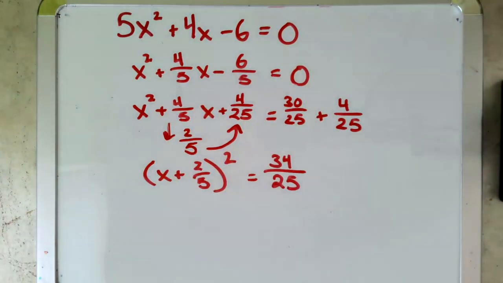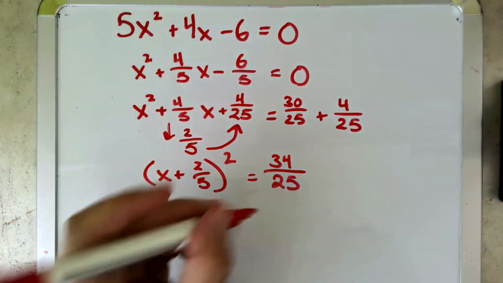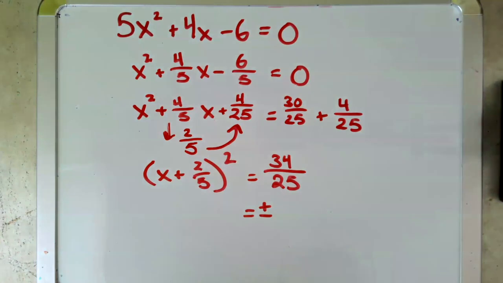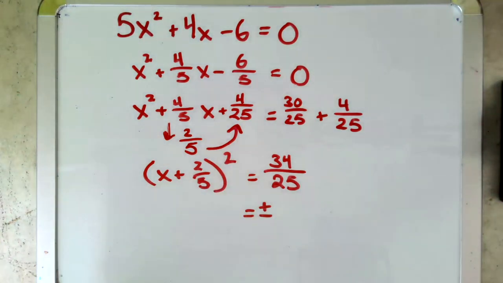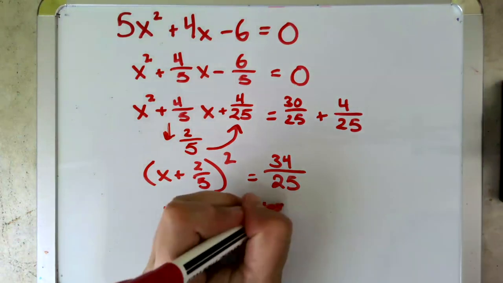Okay, now to solve, I'm going to square root both sides, and I'm going to remember that when I square root a number, I get a plus or minus, so I'm going to put that in right away. Well, when I square root something squared, I just get the thing itself. And when I square root this, 34 doesn't have a perfect square root, but 25 sure does.